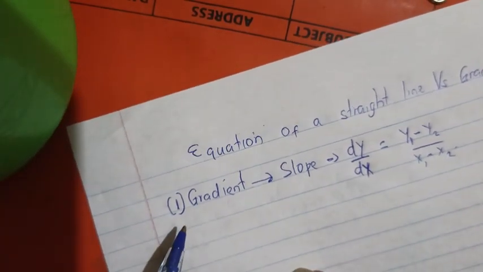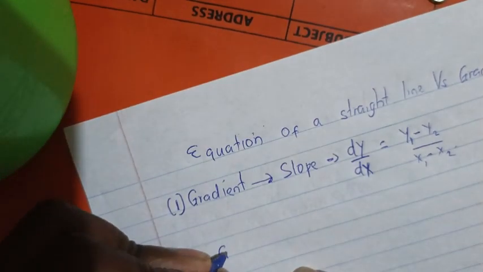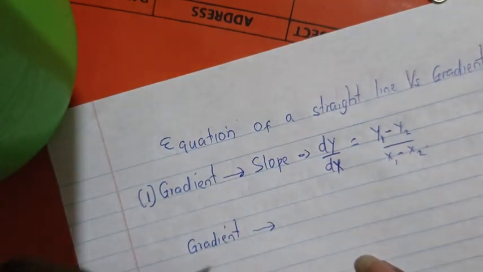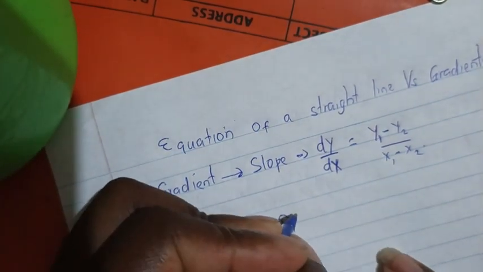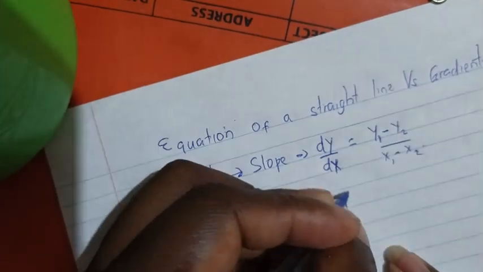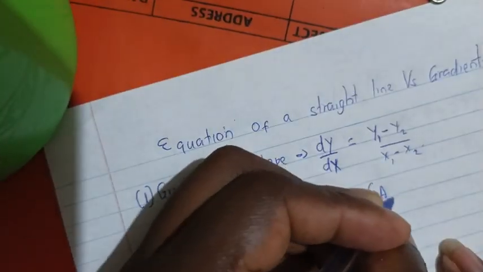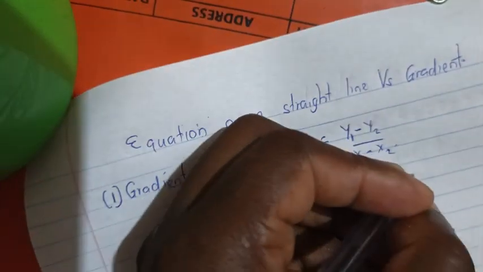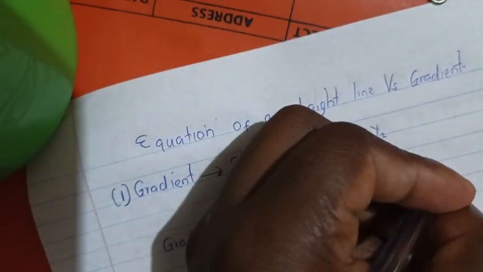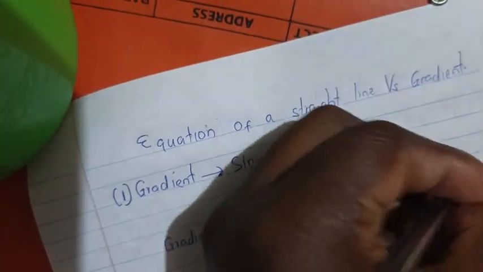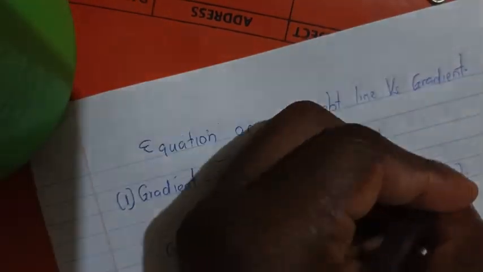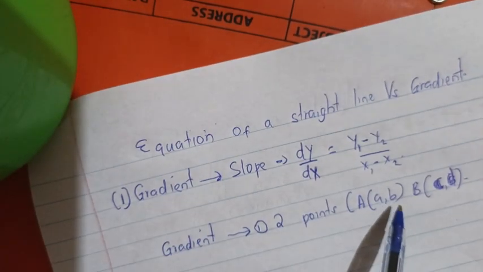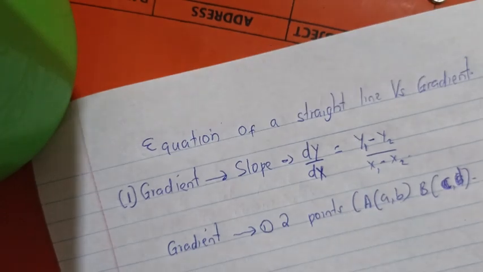Now, for us to get the gradient, number one, we will need two points, say A and B, or we can call them C and D, so that this one is y1 minus y2 and x1 minus x2.